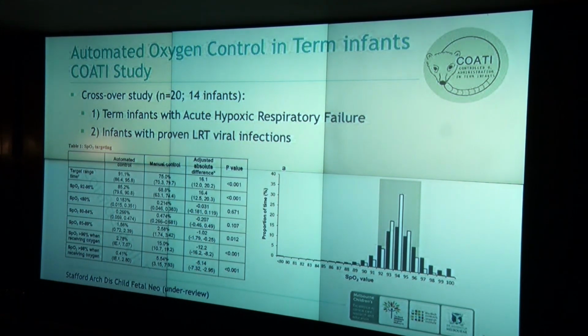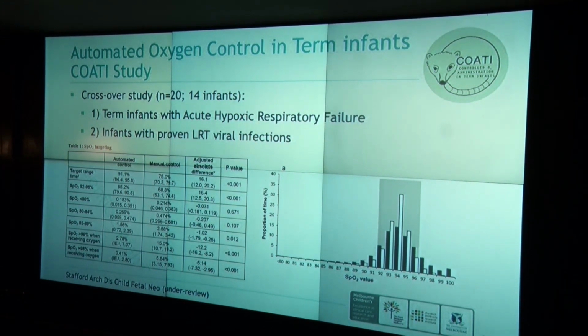It's a crossover study, and this time again with the Oxygenie, of babies who are term with acute hypoxic respiratory failure, so CDH, MAS, and pulmonary hypertension and NARDS, and also babies who are in with proven lower respiratory tract viral infections like RSV. And we did exactly the same study where we randomised them to having periods of time with it on and with it off, and they were meant to have 2 periods of time with it on and off over 2 24-hour periods. We aimed to recruit 50 to 80 babies, and of course COVID came, and we recruited 14 babies.